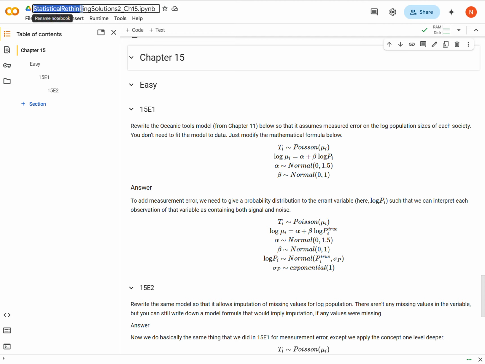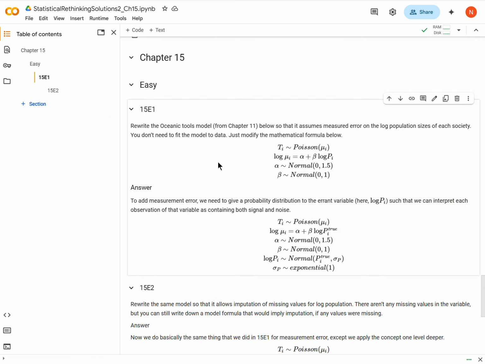This is Statistical Rethinking, second edition, and we are just starting chapter 15. So we're in the easy questions, and we'll look at 15E1 and 15E2. I see I have a little indexing error. Let me fix that.